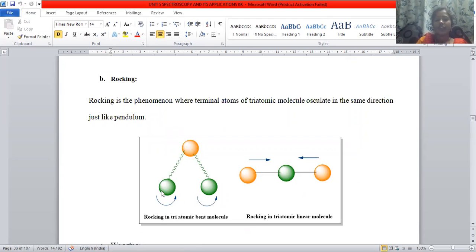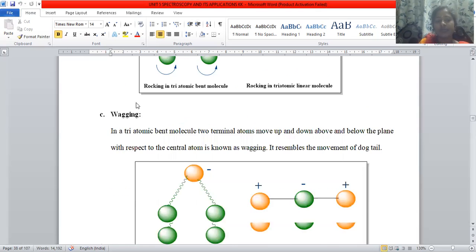Rocking stands for whenever terminal atoms are oscillating in one direction and also coming back in the opposite direction. So both atoms are moving in one direction. That is called rocking. How the pendulum oscillates in a wall clock, in the same way here rocking also leads to the oscillation of two atoms in only one direction, towards the right side and also towards the left side. This is called the rocking type of bending vibration.